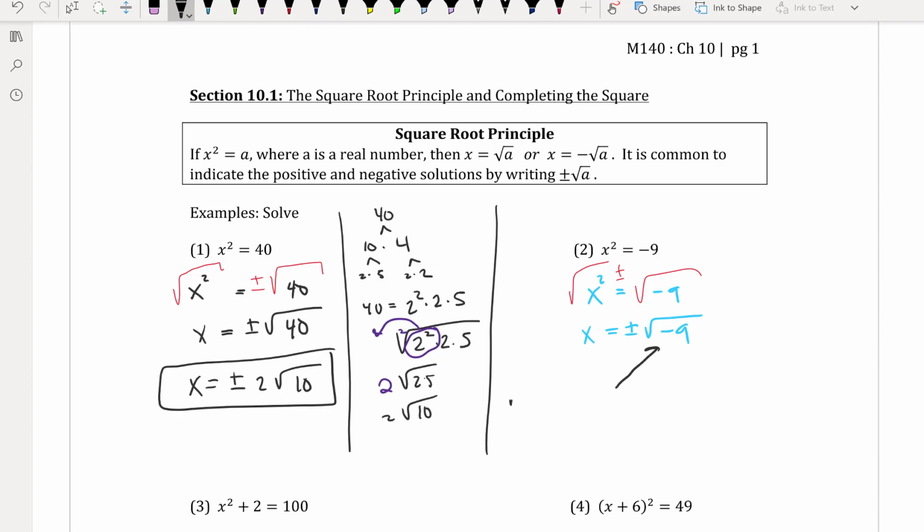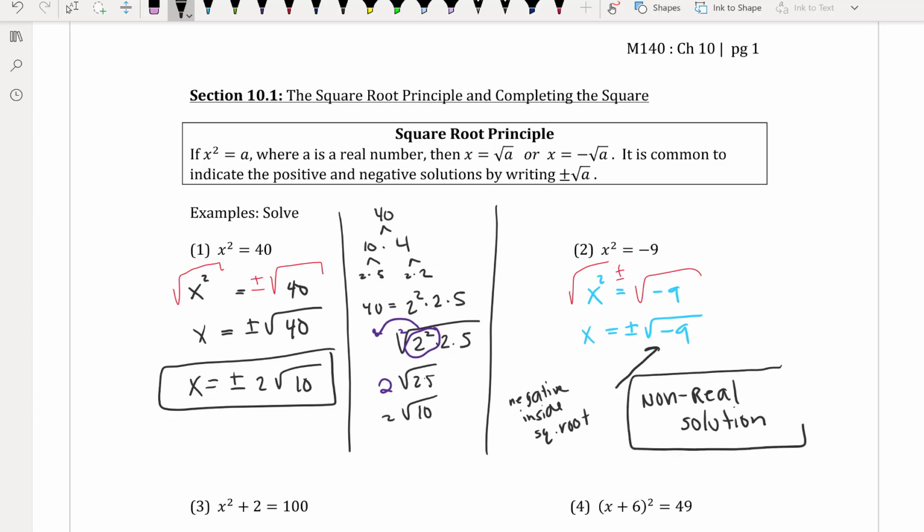So because it's negative inside the square root, then we say that it's going to be a non-real solution. Later on, we're going to see that there is going to be an answer, but the answer is going to be imaginary. So it's going to happen with an i, but we're not there yet. So for now, we just say it's a non-real solution.